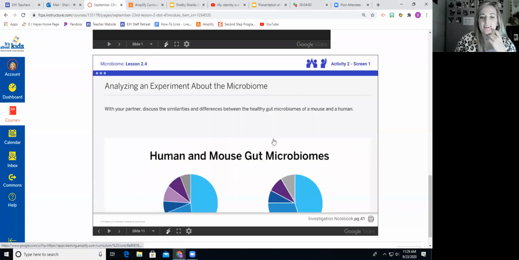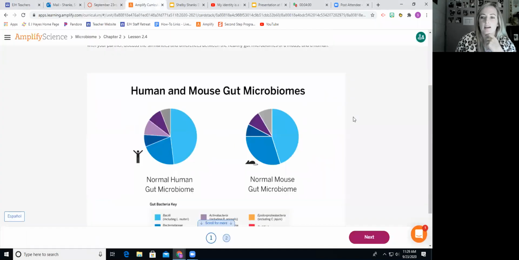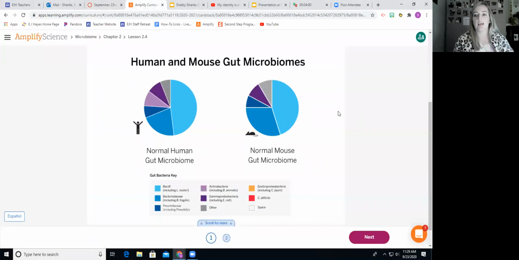All right, so we're going to look at the human and a mouse gut microbiome. I'm going to go into Amplify. Let's talk about some similarities and some differences in a human's microbiome and a mouse's microbiome. You can either unmute yourself or put it in the chat. What do you see between these two? What are some differences? What are some similarities?